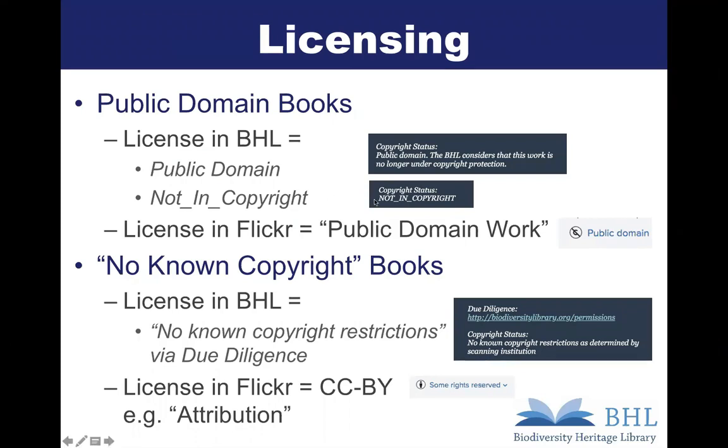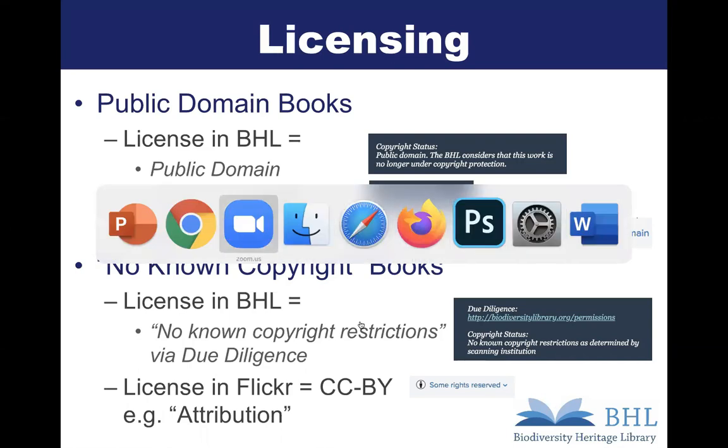So for any public domain book that has the status of public domain or not in copyright, it's going to get the public domain work mark in Flickr. Now, for no known copyright books, these are books that through a due diligence search, the contributing institution determined that the copyright was not renewed, so there are no known copyright restrictions. The status in BHL is going to read no known copyright restrictions as determined by the scanning institution. Now, any of these due diligence books are going to get the CC BY or Creative Commons Attribution license in Flickr.